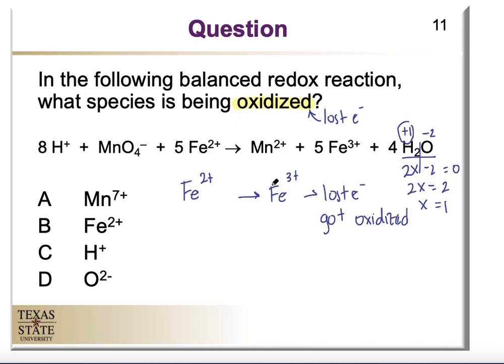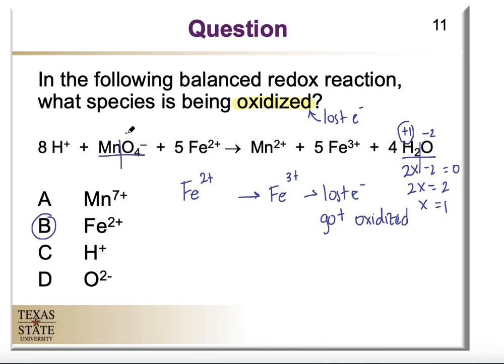So what got oxidized was our iron 2+. All right, just to continue looking at the rest, I'm going to then look at my manganese. On the right-hand side, I already know that manganese has a 2+ oxidation number, but what about on the left? Well, I can do my accounting again.